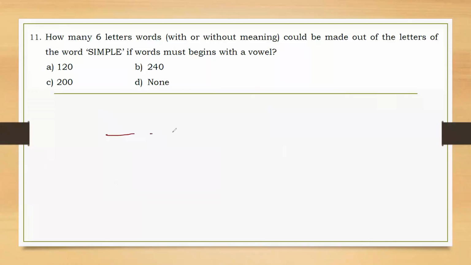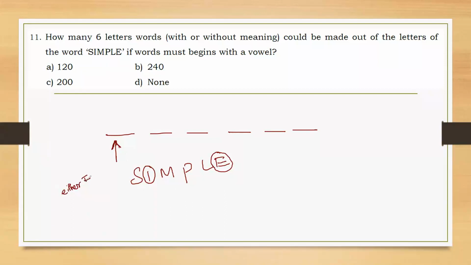Okay. So write 6. I will make 6 dashes. We have the word simple, but this word must begin with a vowel. So how many vowels do we have? 2, right? I and E. The first place is filled with either I or E, with or without meaning. So there are 2 ways.